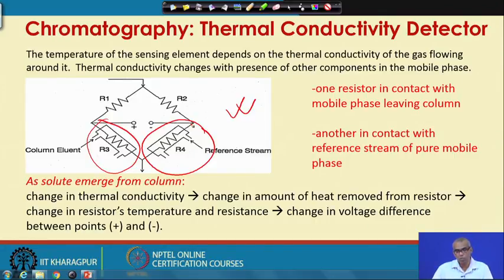The thermal conductivity of the pure mobile phase and the thermal conductivity of the column eluent, which is basically mobile phase and the components of the mixture, are different. So, as solute emerges from the column, a change in thermal conductivity takes place. If there is a change in thermal conductivity, there is a change in the amount of heat removed from the resistor. So, there will be a change in the resistor's temperature and resistance, and thus a change in voltage difference between points plus and minus as shown here.